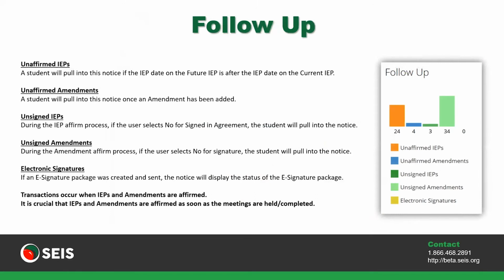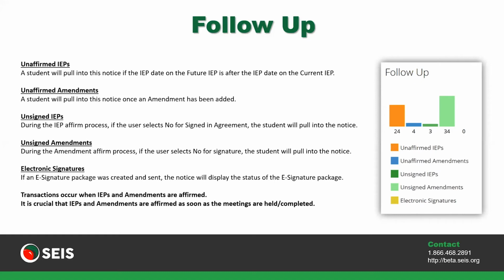Another very important section is the follow-up section. This is actually going to help you make sure you didn't forget to do something, such as affirm. For example, you have the notice for unaffirmed IEPs, unaffirmed amendments, unsigned IEPs, and unsigned amendments, which is a newer notice on there, and electronic signatures was also another newer section on the follow-up. Now, real quick, we'll just cover just a few of them.